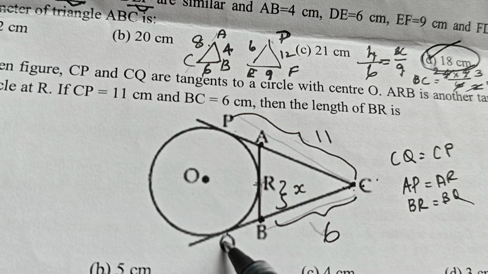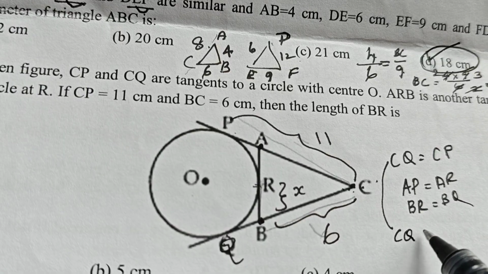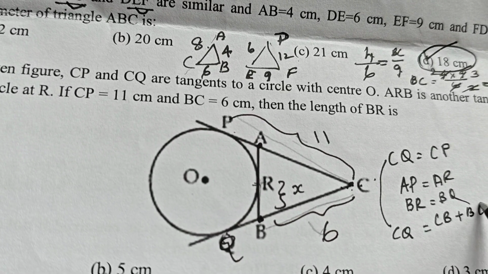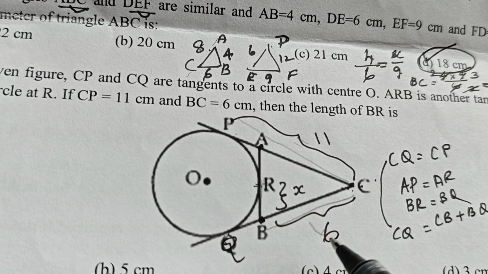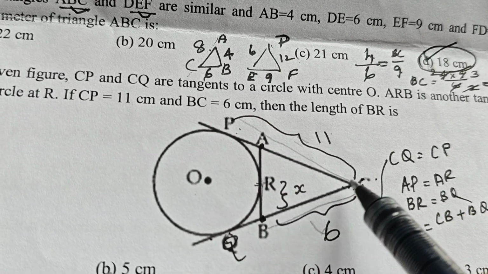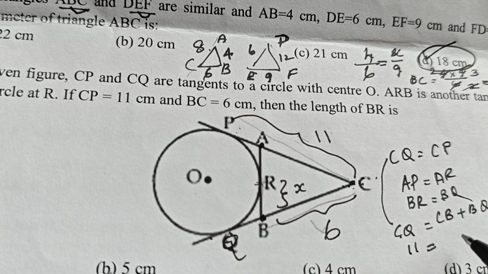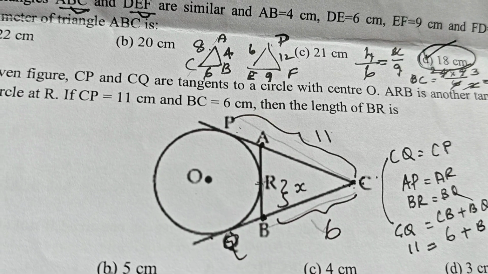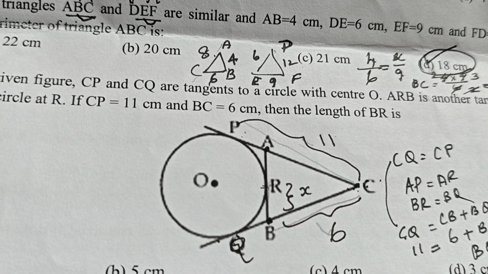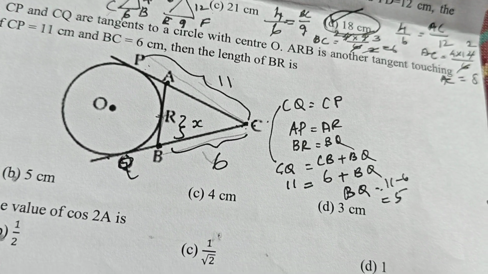When I split this total section CQ into two parts, CQ equals CB plus BQ. And I already told you the exterior tangents are equal. So if CP is 11, CQ is also 11. CB they have given as 6. BQ is what I wanted to get from this. So the 6 will come to this side, 11 minus 6, 5. So BQ is 5.